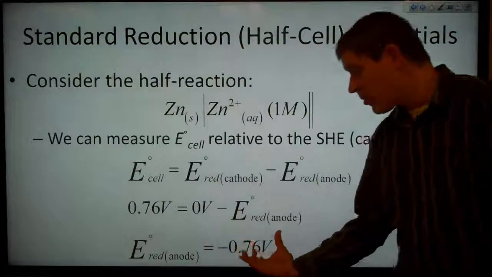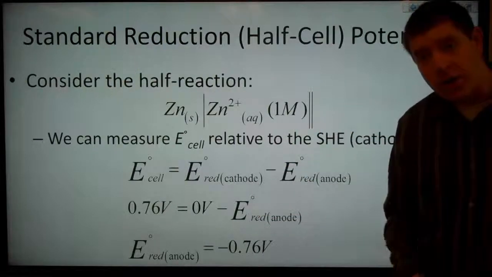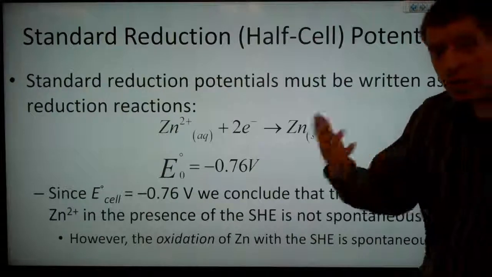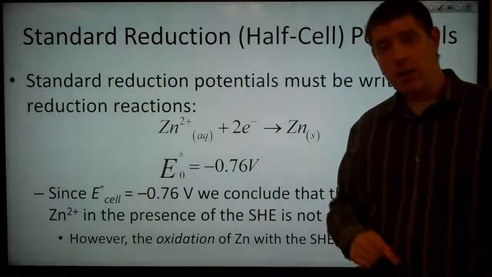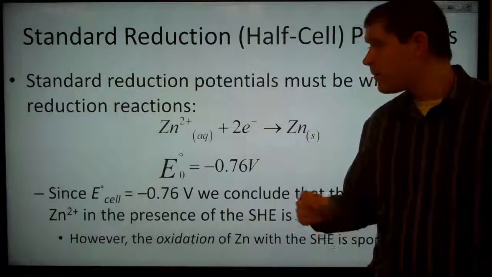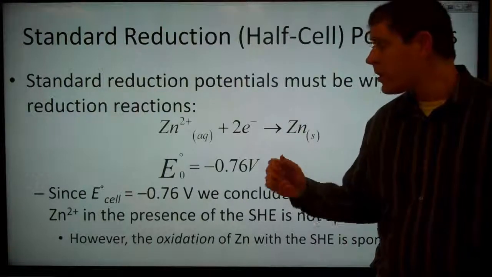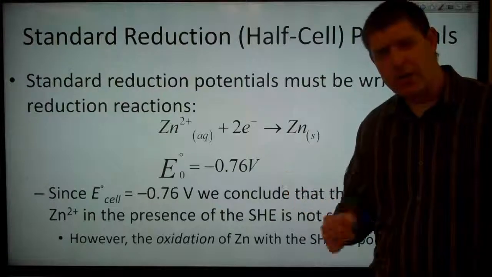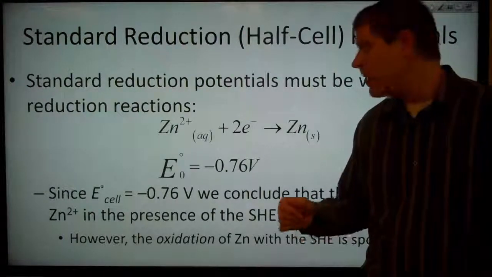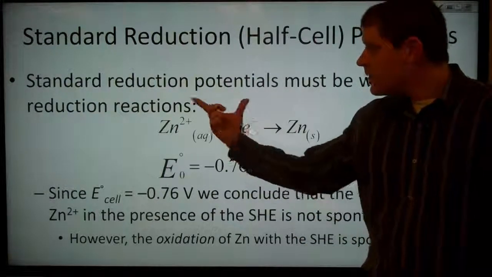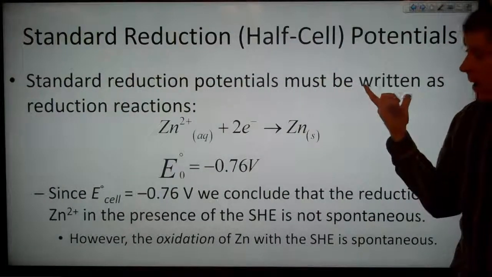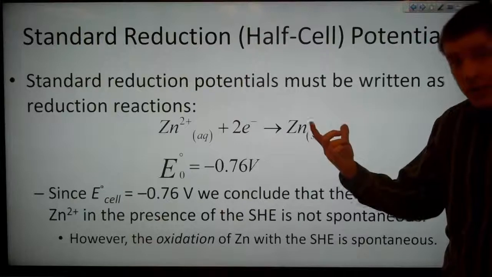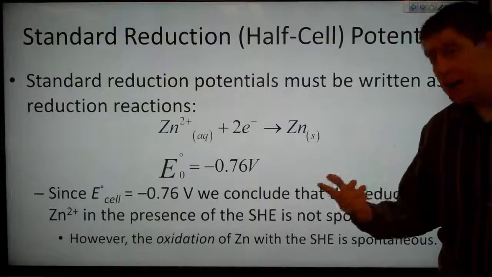So now we go through and we do this for a large number of reactions, and that's how we create our table. So you don't have to do this, we've done this, and again, there is an appendix in the back of your book, at least if you're using the Zumdahl textbook, that has a large number of these, and generally any textbook that you have will have an appendix like this. So standard reduction potentials have to be written as reduction reactions, not as oxidation reactions, right? They're reduction potentials, not oxidation potentials.